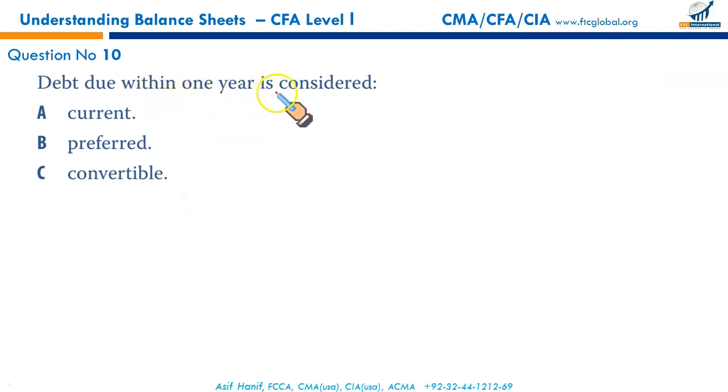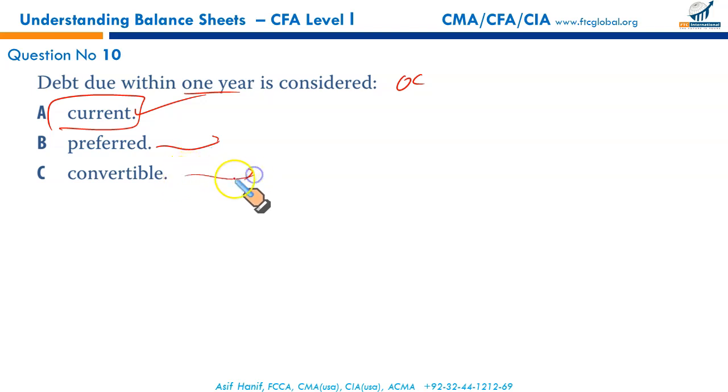Debt due within 1 year is considered current. Yes, within 1 year or operating cycle, whichever is longer. Correct. This is the right option. Why not B? You need to have a good reason. Preferred, it's a stock class. Preferred stock, redeemable preferred stock, convertible preferred stock. Convertible is a feature.